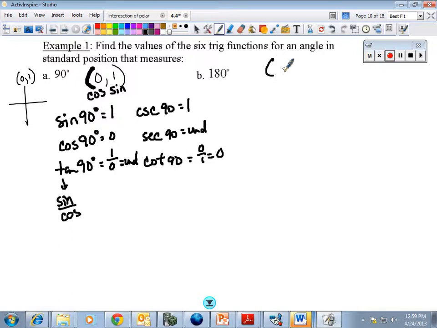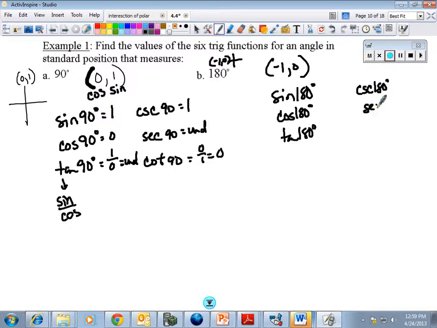Let's look at 180. That's at the point 180 is over here. So it's negative 1, 0. So I want sine, cosine, tan, cosecant, secant, cotan. Sine is 0, cosine is negative 1, tan is 0 over negative 1, which is 0. You flip these over. If you flip a 0 over, you get undefined. Secant would be negative 1, and this would be negative 1 over 0, which is undefined.